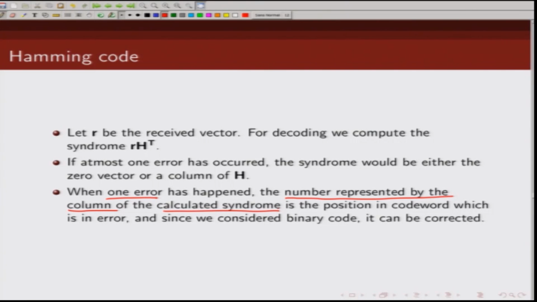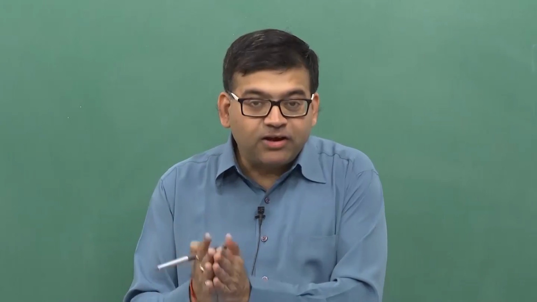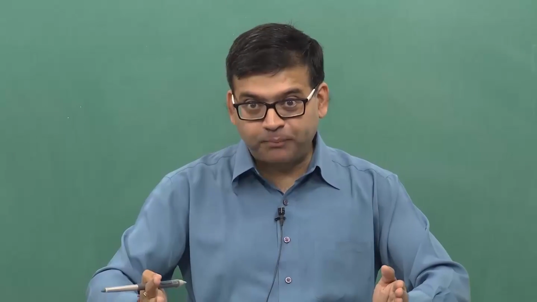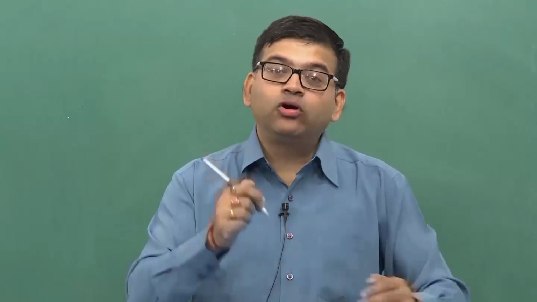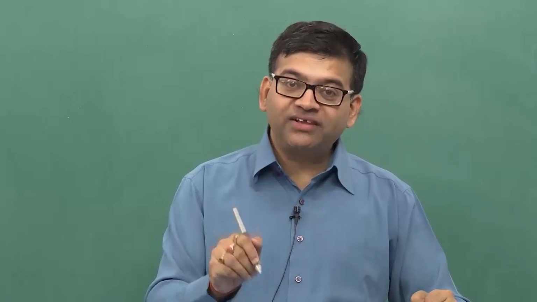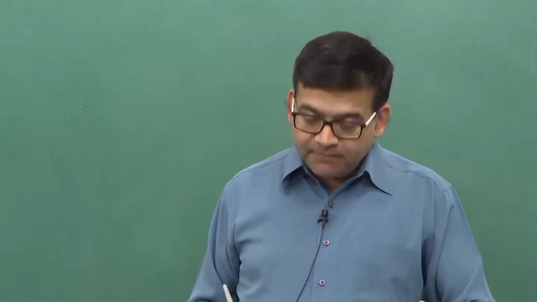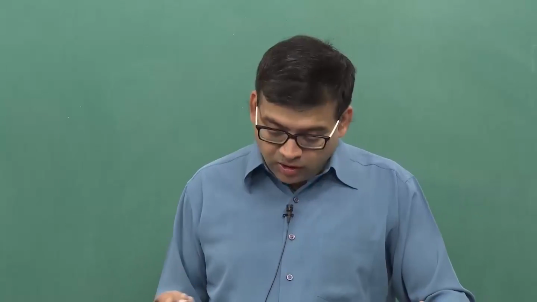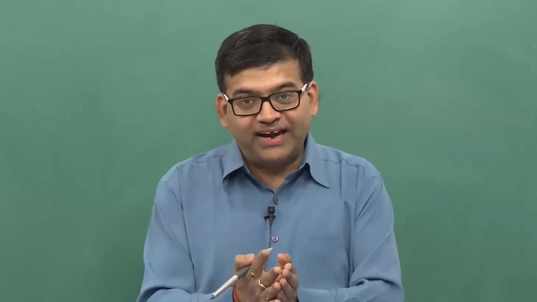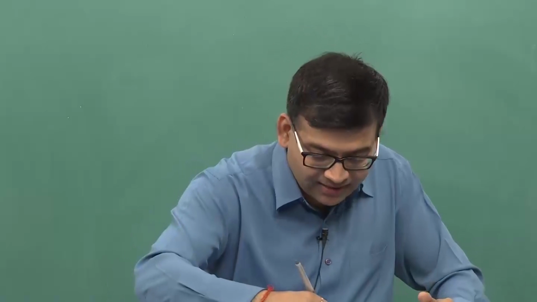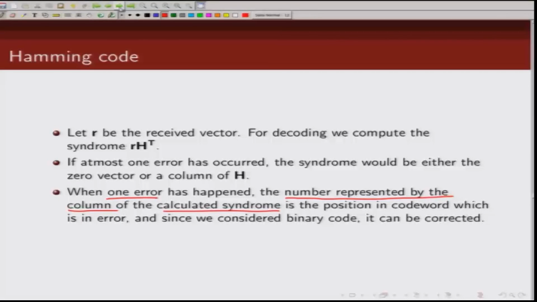See, it is so nice. By looking at the syndrome and comparing it with the columns of the parity check matrix, our reordered parity check matrix, we can find out the location where the error has happened. And since for a binary code, if we can locate the error, the bit can be either 0 or 1. So, whatever the bit is, we just flip that bit and get our corrected code word.